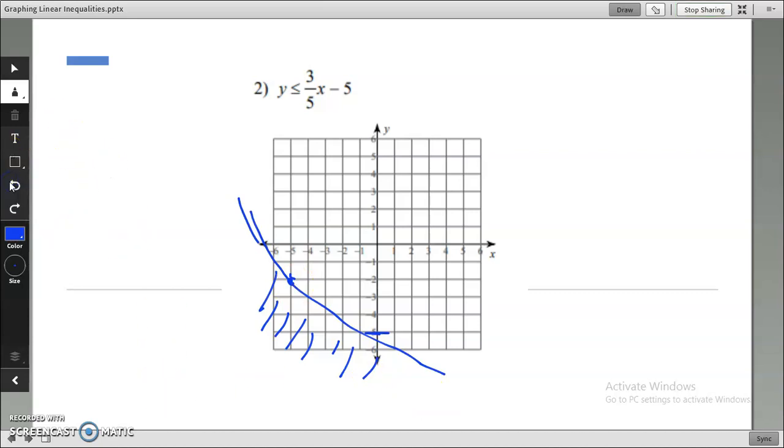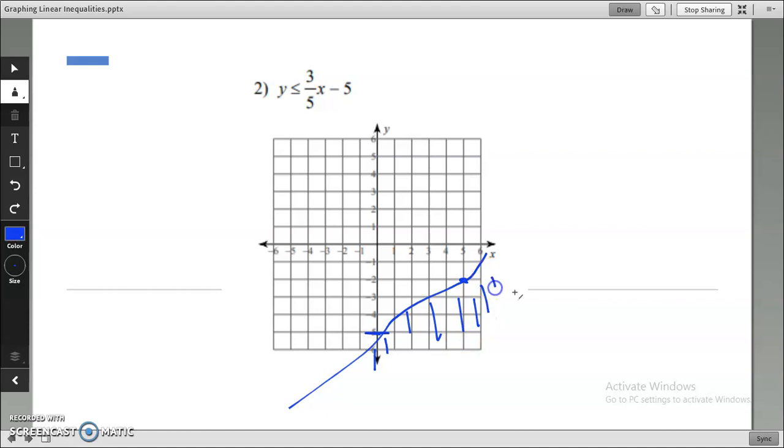So let me go back. All right, so that's going to go up 1, 2, 3 over 5, 1, 2, 3, 4, 5. And so this is my line instead. And then it's everything down here. Thank goodness for technology. Even teachers make mistakes.